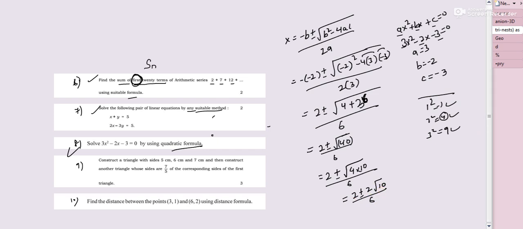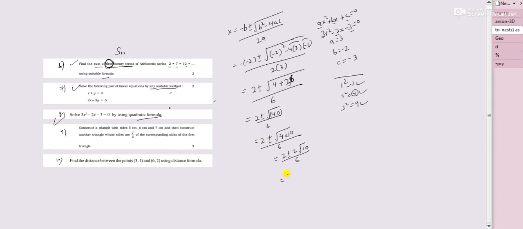Now what you can do, you can just take 2 common. So this becomes 1 plus or minus root 10 divided by 3, since 2 threes are 6. So you'll get x as 1 plus root 10 by 3 and x as 1 minus root 10 by 3. So these are the values of x. So we have solved this equation. Understood? Now moving to the next question.